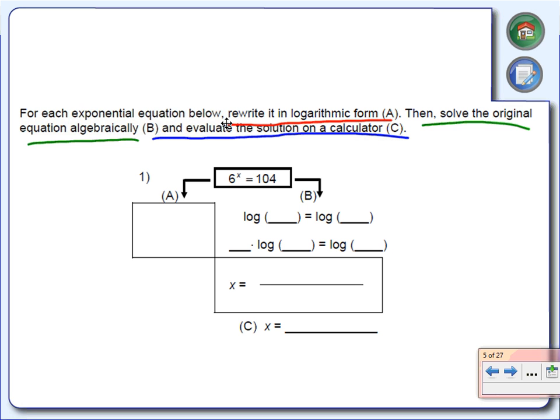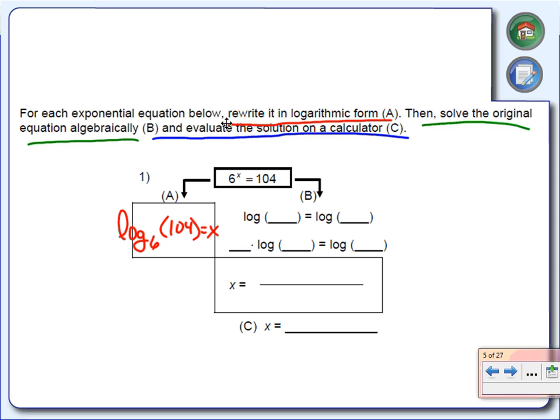For part A, we're going to take 6 to the x power is equal to 104 and write it in the form of a log. So here it is. The log, what's the base going to be? 6 of 104, and it's going to equal x. So all I'm doing is rewriting. And we'll come back to that a little bit later. For right now, we're done with box A.